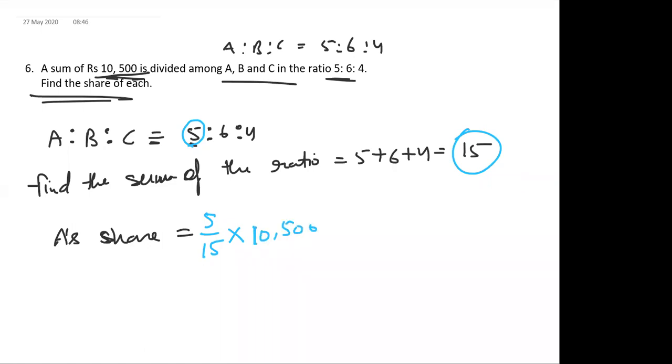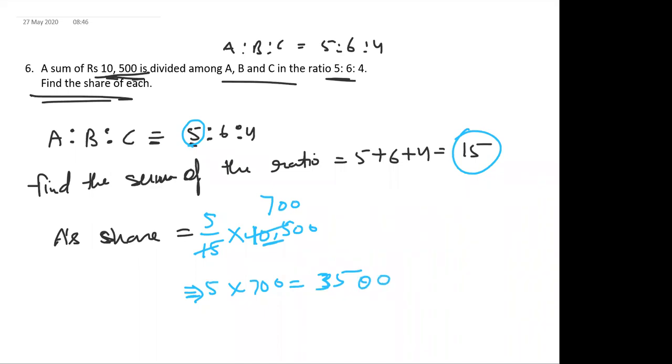10,500. Okay, so 5, do you know the table of 15? 105, how many times will it go? 15 ones are 15, 15 sevens are 105, and 00 as it is. So 5 into 700 is 3,500. Okay, so this is A's share.